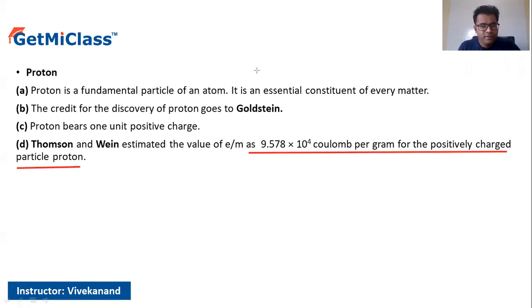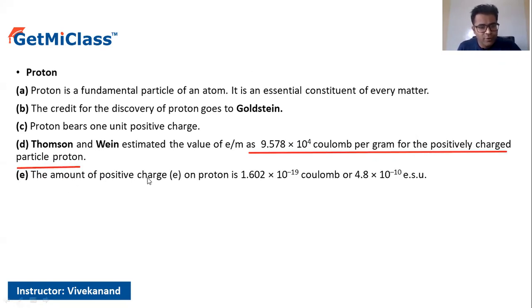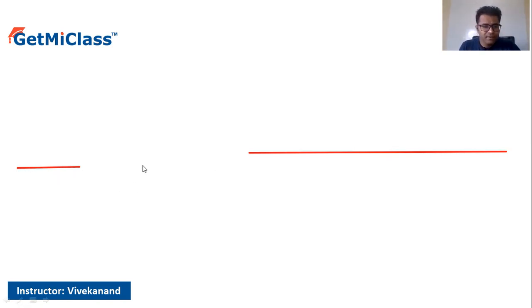The next point is the amount of positive charge that is present on a proton. Again, as I said, it is the same in magnitude as 1.602 into 10 raised to minus 19 coulomb. In terms of ESU, again it is 4.8 into 10 raised to minus 10 ESU. Coming forward with the next one.